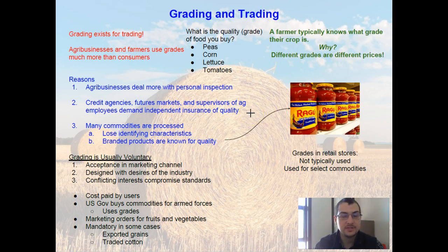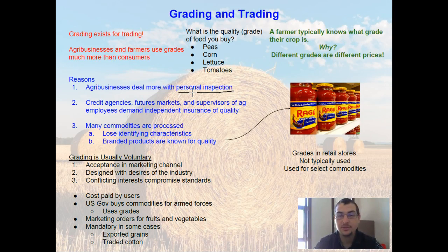So some of the main reasons why agribusinesses use grading for trading much more than a consumer might is because agribusinesses deal more with personal inspection. Agribusinesses are going in there and having to inspect the different products that they're using at a much higher rate, much more frequently than that of a consumer.